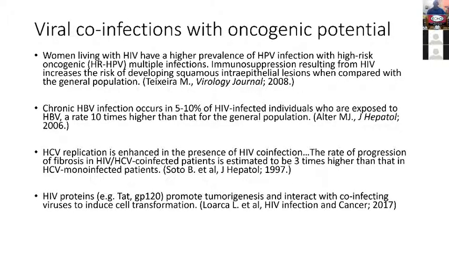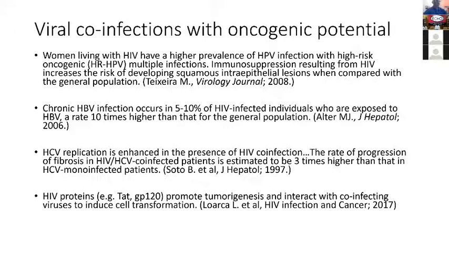Hepatitis C replication is enhanced in the presence of HIV co-infection, and the rate of progression of fibrosis, which is, again, a step towards hepatocellular carcinoma, is greater in HIV/AIDS hepatitis C co-infection. It's not seen so much in our part of the world because we have lower rates of intravenous drug abuse, but it's still significant with respect to chronic liver disease and hepatocellular carcinoma.